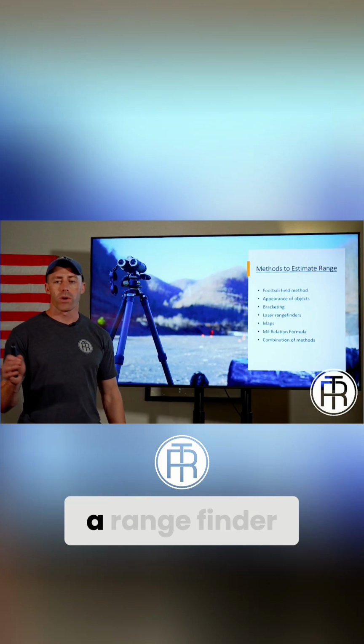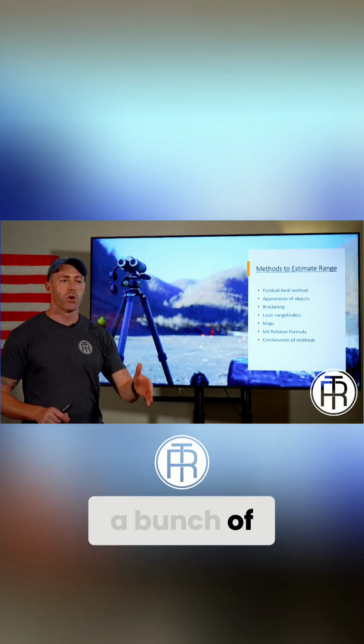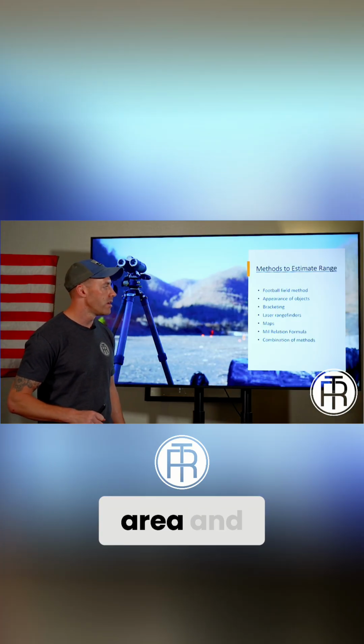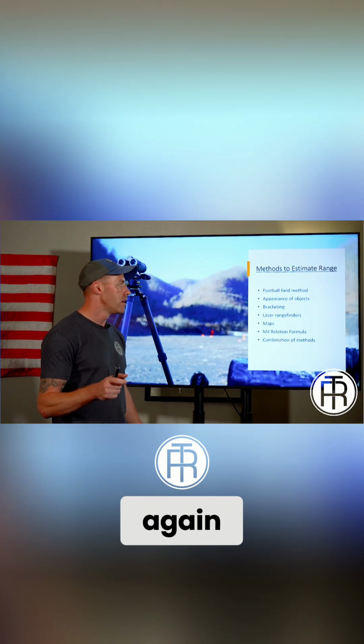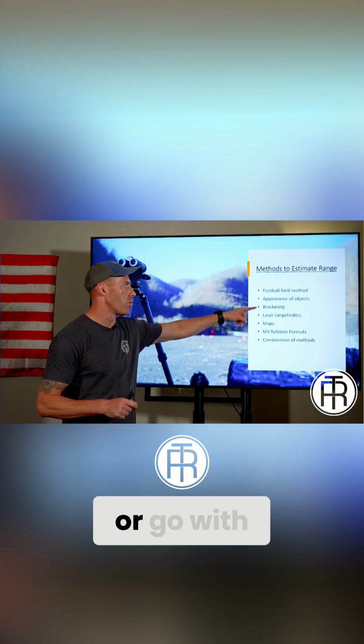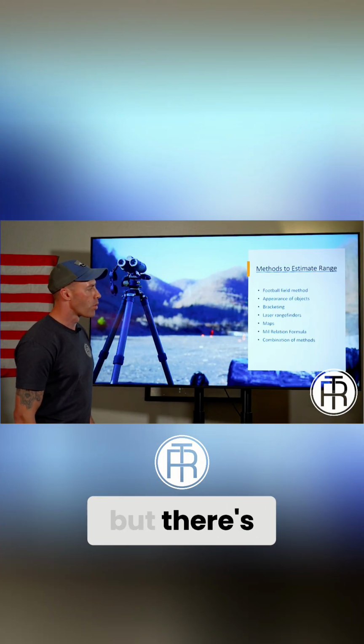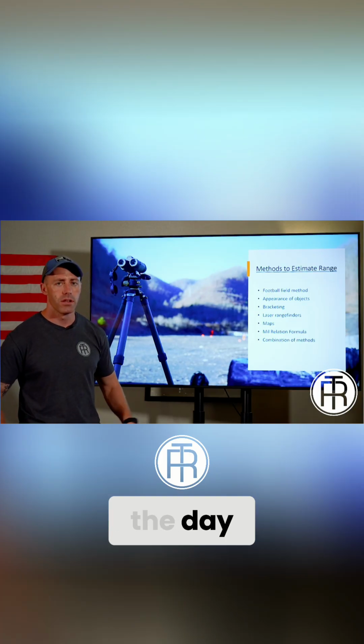Or maybe we used a rangefinder, we wrote down a bunch of ranges to a bunch of known points, but a target pops up, very limited time that it's going to be in your objective area, and you don't have time to range it again. So you just got to maybe bracket or go with something else along with it, okay? But there's multiple ways to get range. At the end of the day, you want the right range.